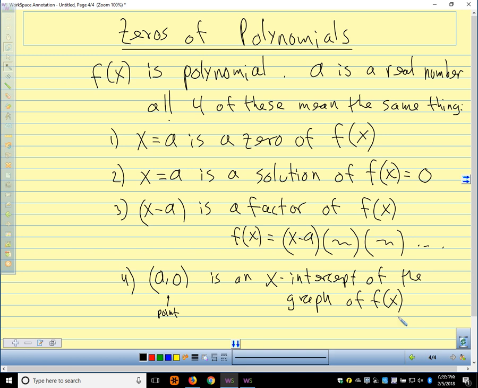All 4 of these things are different ways you're going to be asked the same question in chapter 2. And we're going to go about solving these 4 different types of problems that are really one problem the exact same way. And we'll use these things to help us sketch graphs of functions along with the leading coefficient test.